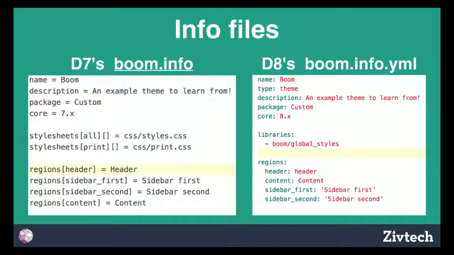Because this is the syntax for saying we'll have a region array with one element in it called header with the human readable label, and that's pretty much the same thing we've got here. I probably should have capitalized header.